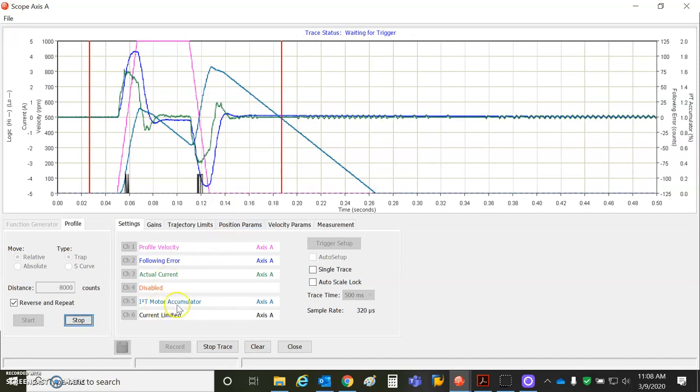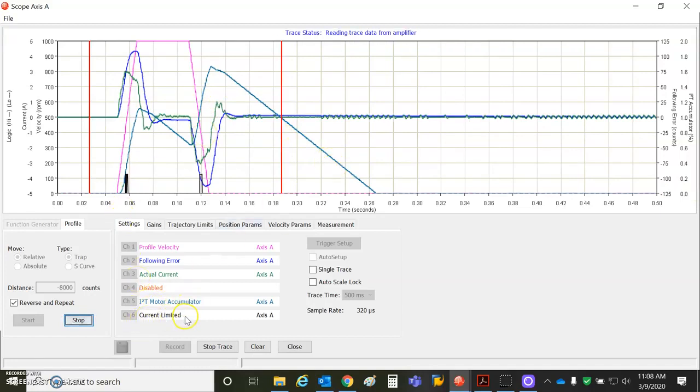And I've also traced this I squared T limit here. This is an accumulator in the drive, which accumulates I squared. When your percentage goes up to 100%, you're going to get a following error fault, and you'll be constantly current limited. Right now, my percentage goes up a bit, then comes back down. That's the dark blue trace.